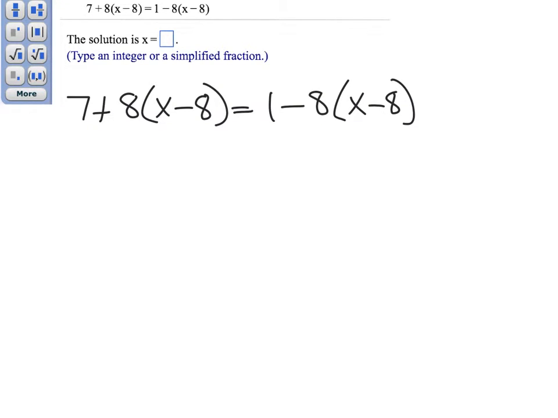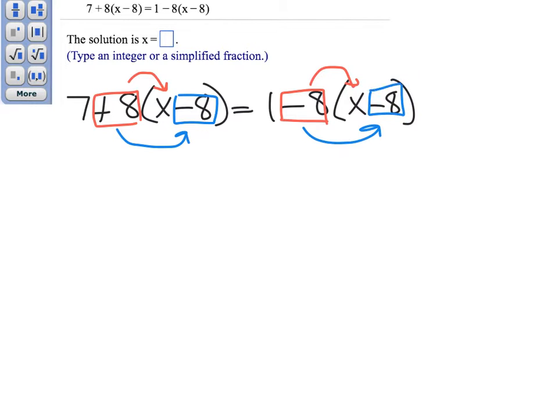So the distributive property here is going to be positive 8, because I want you to think of this as a positive 8 times x, and then it's going to be positive 8 times negative 8. And kind of similar over here, our distributive property is going to be negative 8 times x, and then it's going to be negative 8 times negative 8. So we've got the distributive property twice.